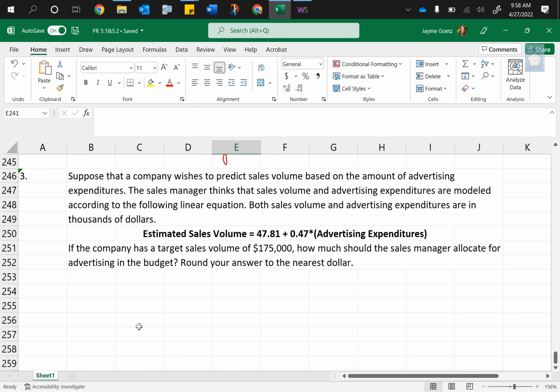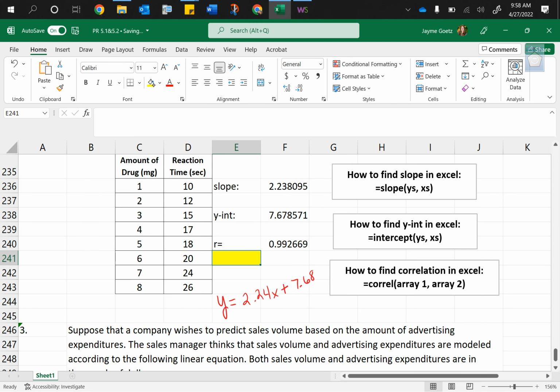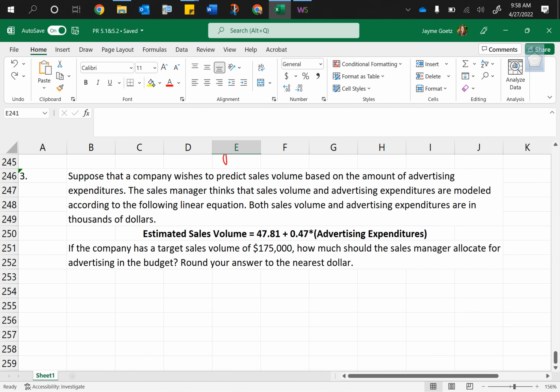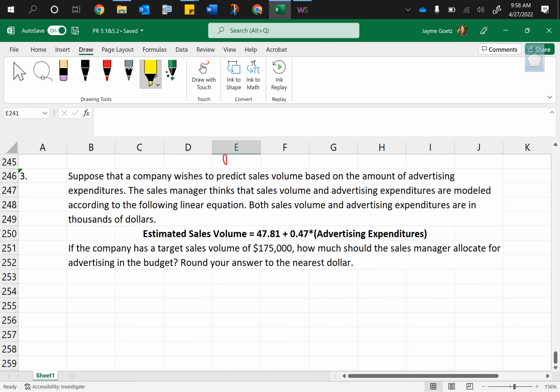Suppose a company wishes to predict sales volume based on the amount of advertising expenditures. The sales manager thinks that sales volume and advertising expenditures are modeled according to the following linear equation. Both sales volume and advertising expenditures are in thousands of dollars. That's really important. Pay attention to things like that when you're on Hawks, when they say are in thousands of dollars, because in this formula it says the equation is estimated sales volume equals 47.81 plus 0.47 times the advertising expenditures. This is in thousands of dollars.